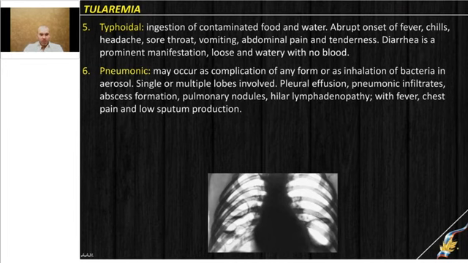The sixth clinical form is pneumonic. It may occur as the last or most severe stage of any of the previous forms, or it is usually observed after inhalation of dust from the fur of dead animals, or inhalation of bacteria in the form of an aerosol. Again, different clinical forms are possible according to the dose which was inhaled. It can be single lobular, or multiple lobes can be involved.